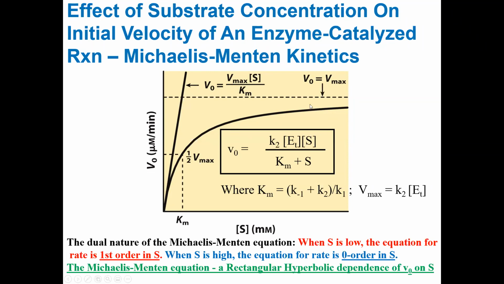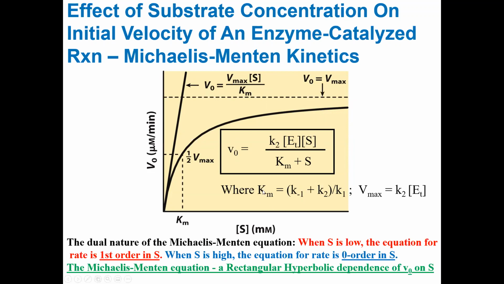What happens when the concentration of S is much, much larger than the Km value? When that's the case, you ignore Km, right? So then V0 will be equal to Vmax times S divided by S, and S will get cancelled. And so V0 becomes your Vmax. And that's exactly what Vmax is. There is no dependence on S. When the substrate concentration is much higher than the Km, your initial rate becomes Vmax. That's what this means. That's where you have zero order in S.